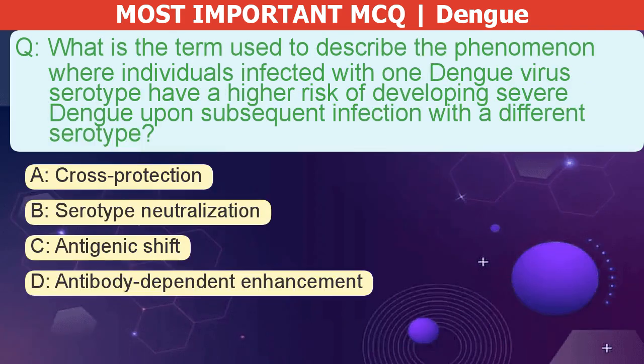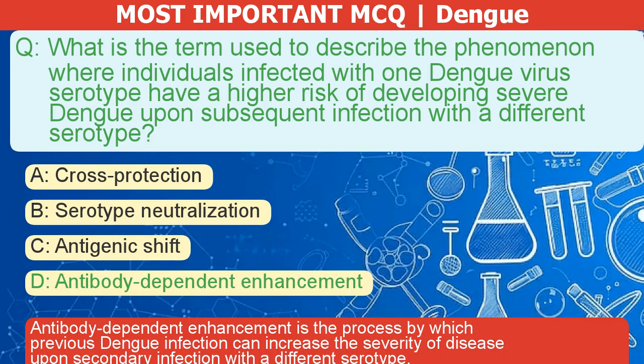What is the term used to describe the phenomenon where individuals infected with one dengue virus serotype have a higher risk of developing severe dengue upon subsequent infection with a different serotype? A. Cross protection. B. Serotype neutralization. C. Antigenic shift. D. Antibody-dependent enhancement. The correct answer is D. Antibody-dependent enhancement is the process by which previous dengue infection can increase the severity of disease upon secondary infection with a different serotype.